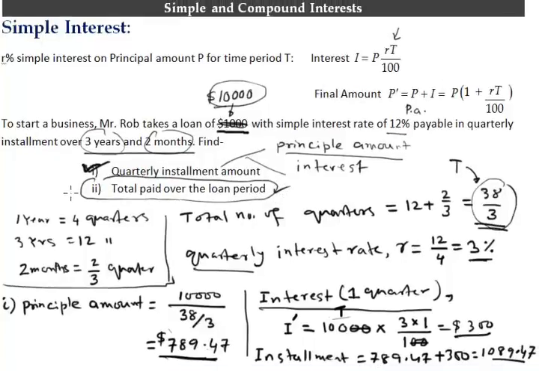Okay, let us do the second part of the problem, where we need to find the total paid over the loan period. That is, Mr. Rob took $10,000. How much will he end up paying over these 3 years and 2 months to repay the loan?